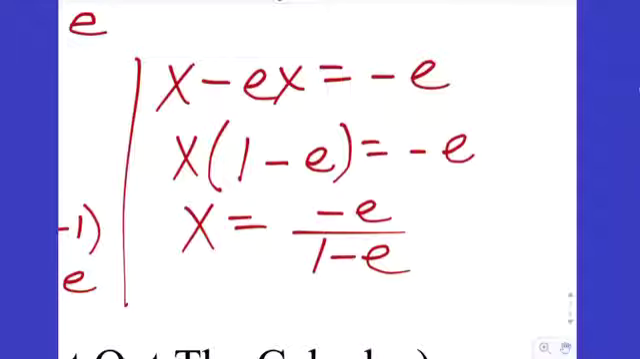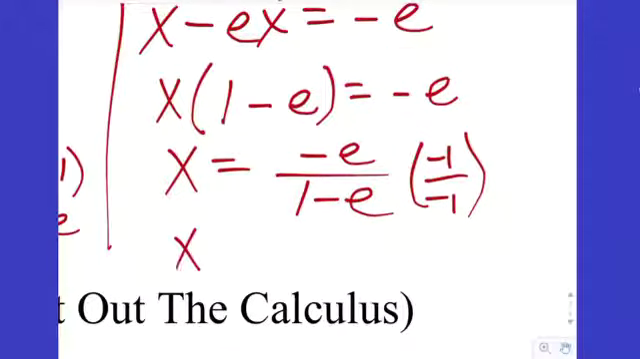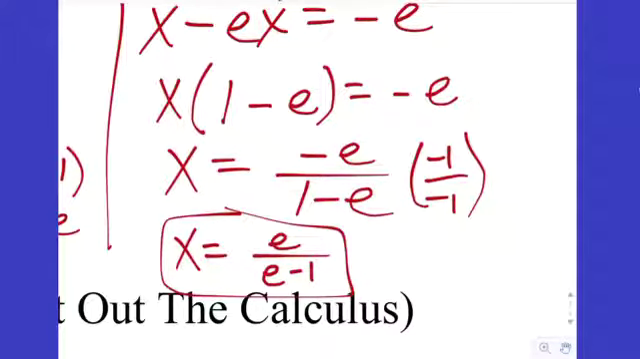But now in the spirit of Rachel's challenge, we have 3 terms. 2 of them are negative. The majority of them are negative. So what would we do to fix that? Essentially change the signs on all the terms by multiplying by negative 1 over negative 1. So now we get e over e minus 1. And that's just a better looking answer.